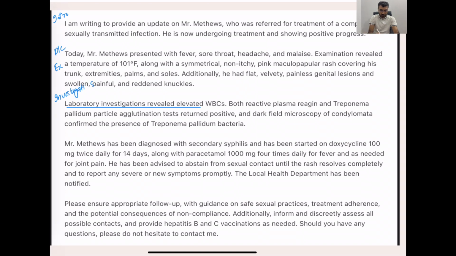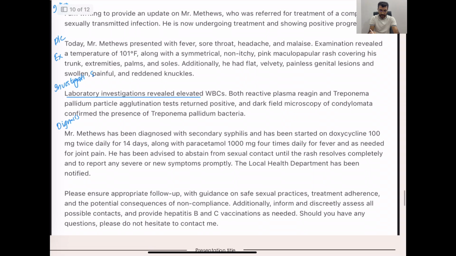Then the diagnosis. Then our plans and conclusion. Here we have the conclusion, including any plan, we will write it here. So in conclusion, we're asking the GP to please ensure appropriate follow-up, definitely after discharge, with guidance on safe sexual practice, treatment adherence, and potential consequences of non-compliance.